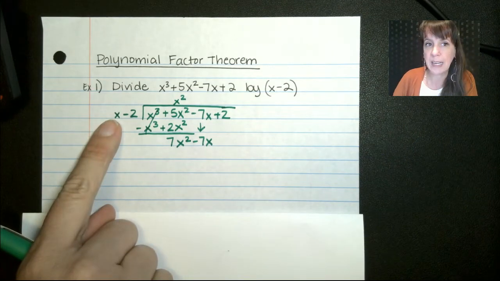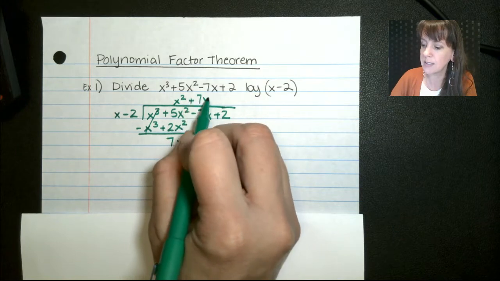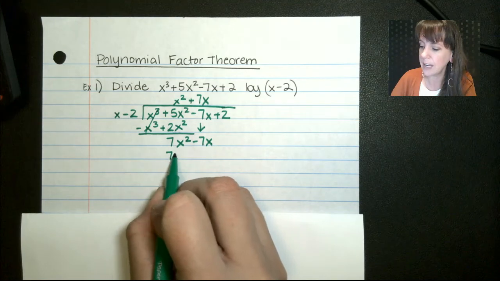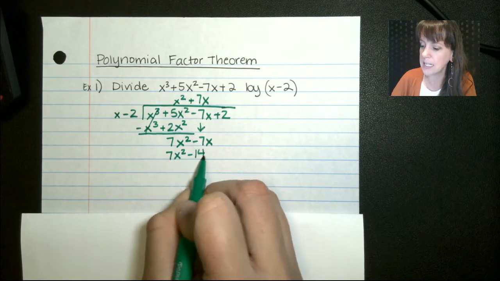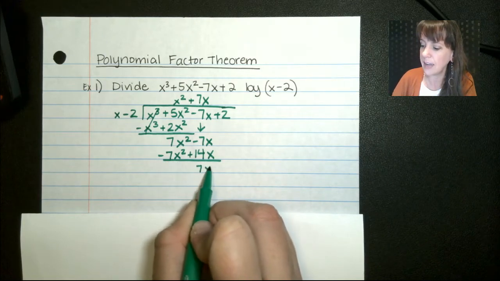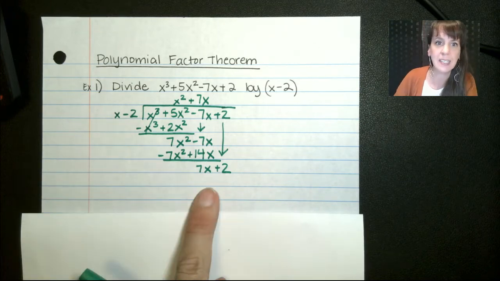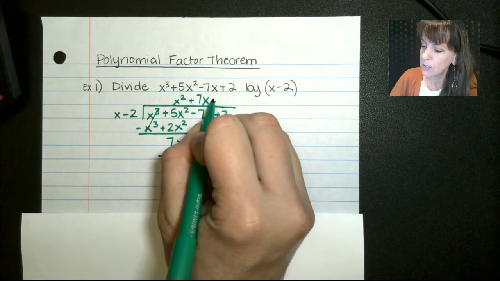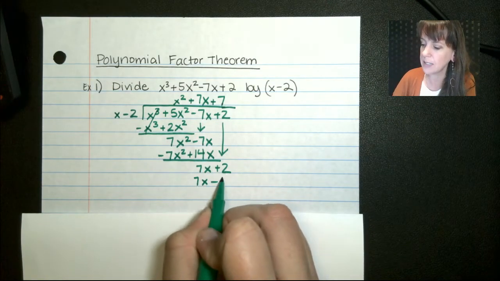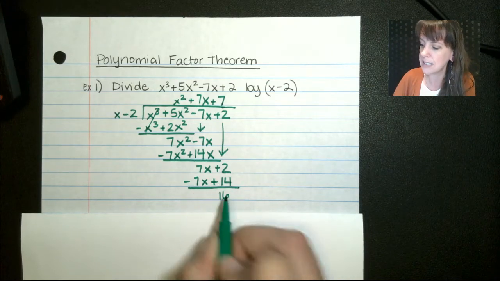Now, what do I need to multiply x by to get 7x squared? 7x, so plus 7x. Take that 7x and distribute it through this, we would get 7x squared minus 14x. Change your signs, we get 7x, and when we subtract, we have to bring down. Now, what do I need to multiply x by to get 7x? Just 7. So plus 7. Take that 7 and distribute it through here, we get 7x minus 14. Change our signs and we're left with 16 as our remainder.